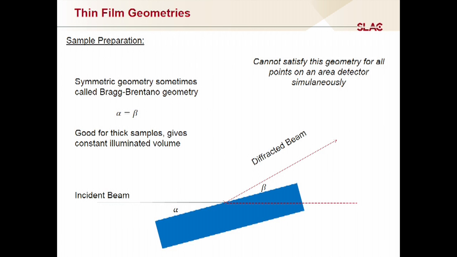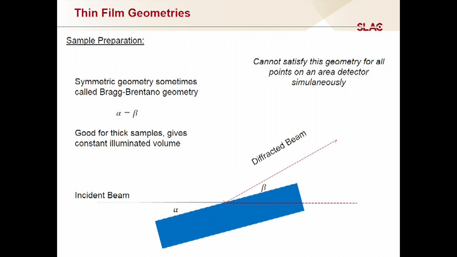So there are different ways to measure a thin film. Basically, you can decide what angle you want to measure it at. And so there are two that I'm going to talk about. One is what I'll call a symmetric geometry. You may be familiar with it as a Bragg-Brentano geometry, although that's somewhat specific to a lab source, and so it's slightly different, but still referred to that way at times.